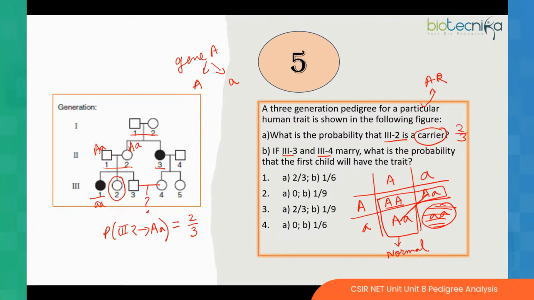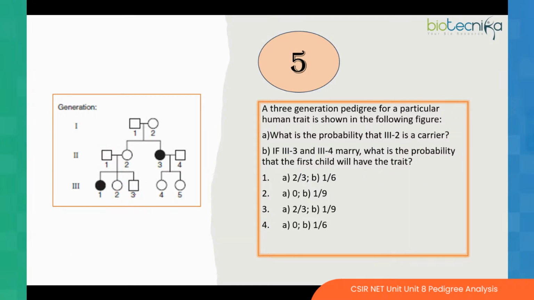When you have the answer as 2/3, as you check here for the options, option 2 and option 4 are eliminated. Now the second part says that if 3 3 and 3 4 marry, what is the probability their first child will have the trait? To find out this probability, we first have to identify the genotype of the parents here.